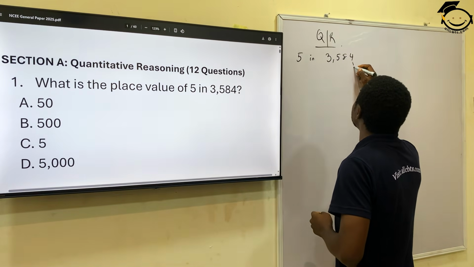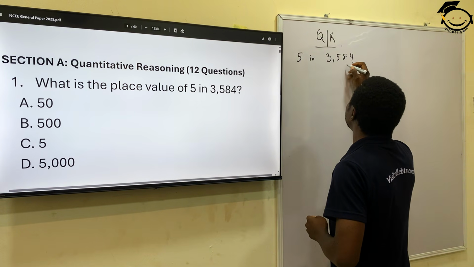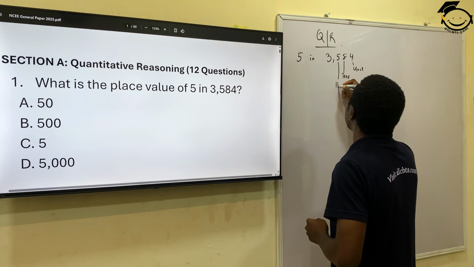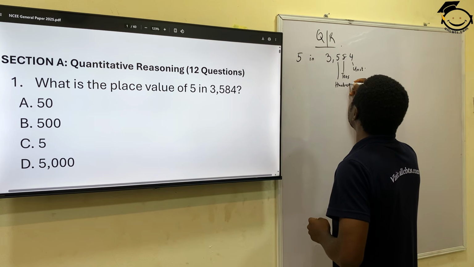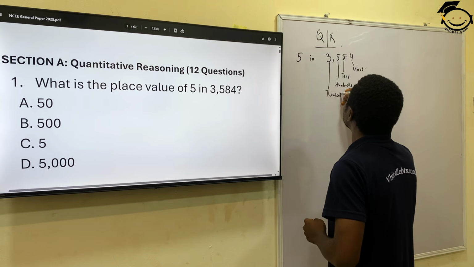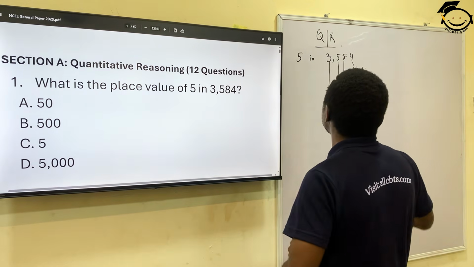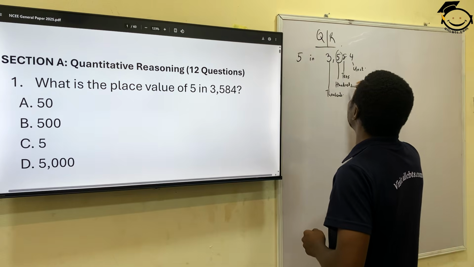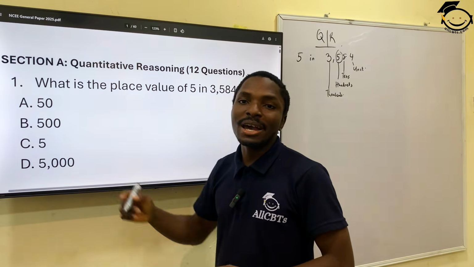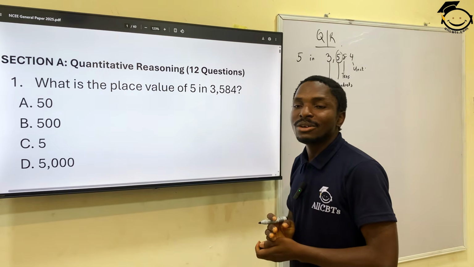Starting with this one, this is unit, as you have been taught in school. This is tens, this is hundreds, and this is thousand. So what's the place value of 5 here? Hundreds. So the correct answer will be 500, right? Question number 2.